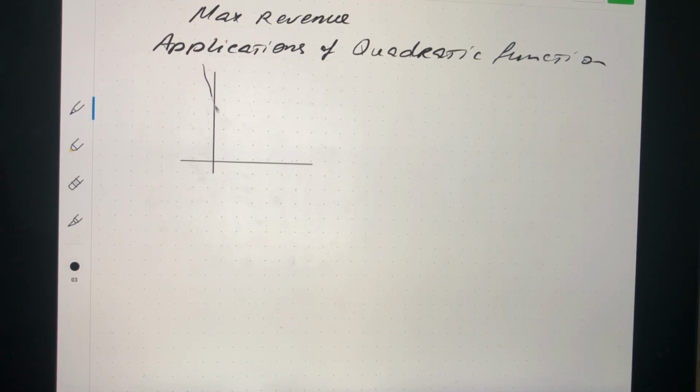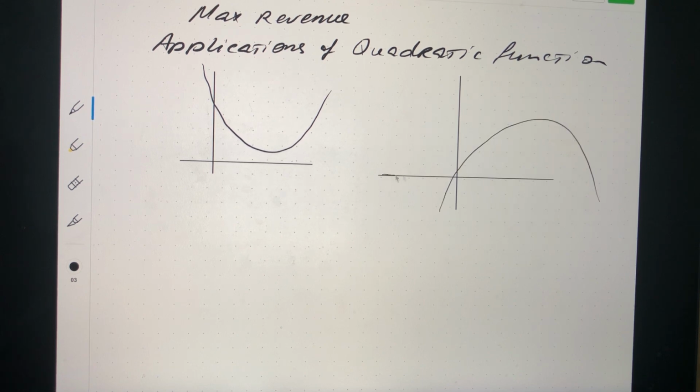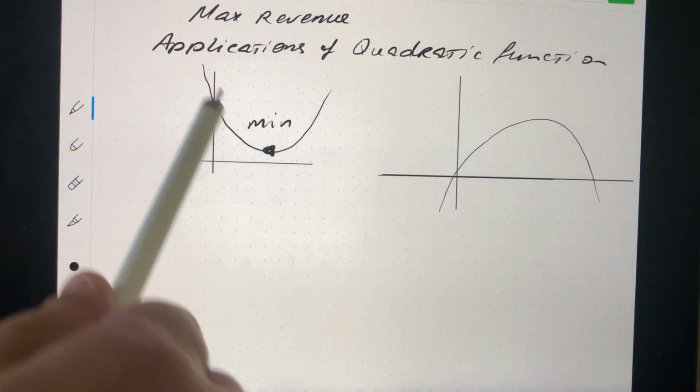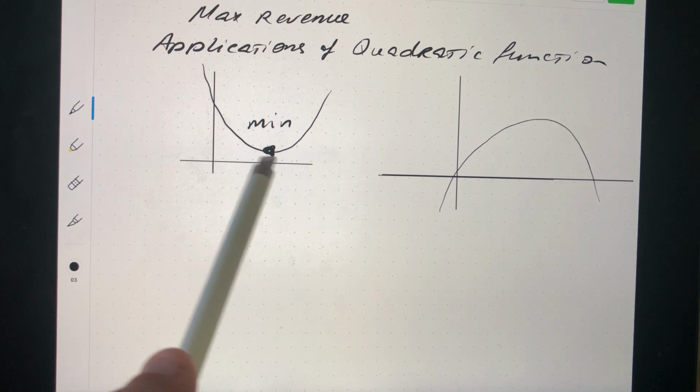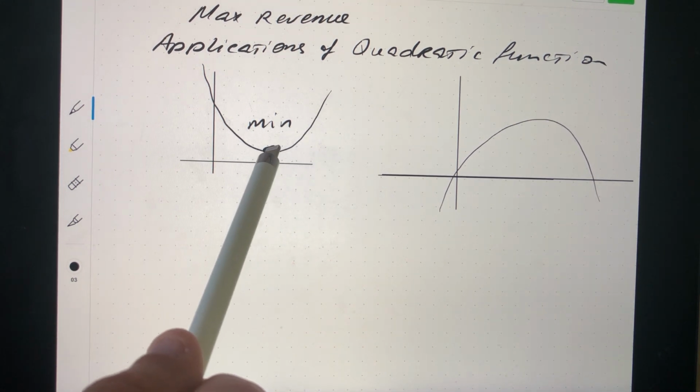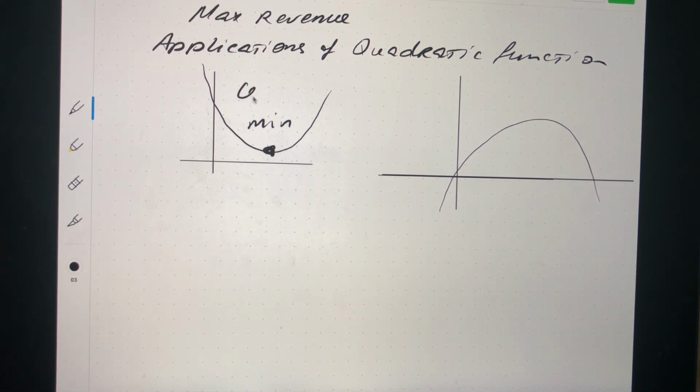So a U-shape looking like this, perhaps, or a U-shape looking like this. And what are the key features that we look for in a parabola? Well, the vertex, that would be the minimum. So if we have some kind of application that gives us, let's say, the cost, we're looking for the minimum cost. So we're looking to optimize the cost. So this is cost, and we're looking for the best cost, which is the lowest. Or maybe this is revenue, and we're looking for the highest revenue. Both are looking for the vertex of a parabola.